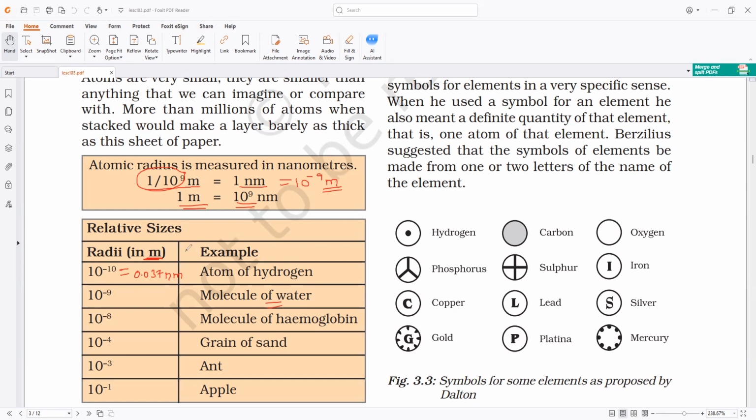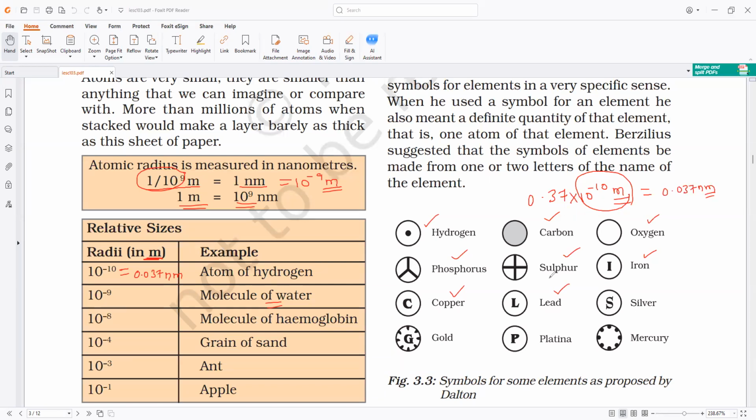10 meters. Order of atoms. If you take every atom, for example hydrogen, carbon, oxygen, phosphorus, sulfur, iron, copper, lead, whatever it is, it is found from calculations that the atom sizes are in the order of 10 power minus 10 meters. Please note it. This is the order of every element. Suppose hydrogen. What is hydrogen? 0.37 into 10 power minus 10, which is equal to 0.037 nanometers.